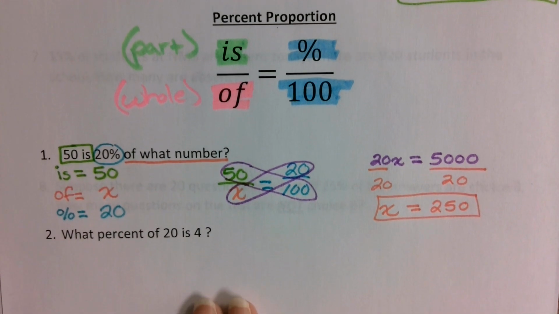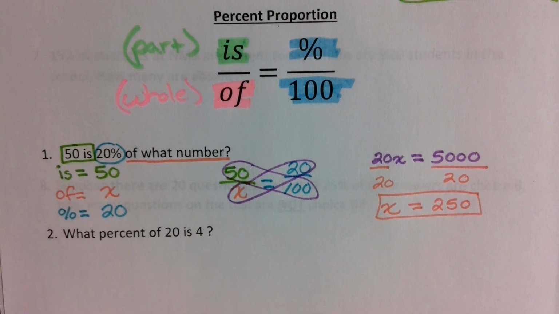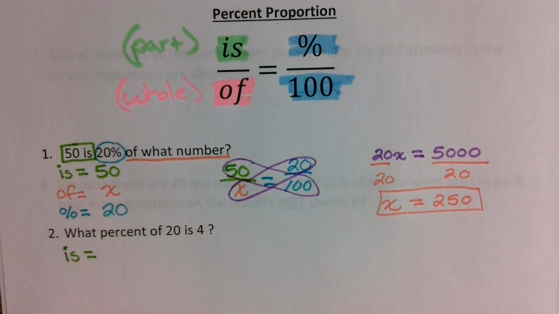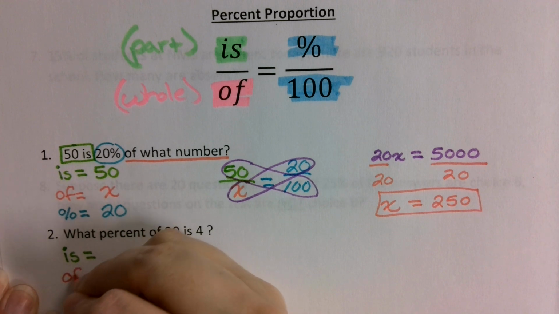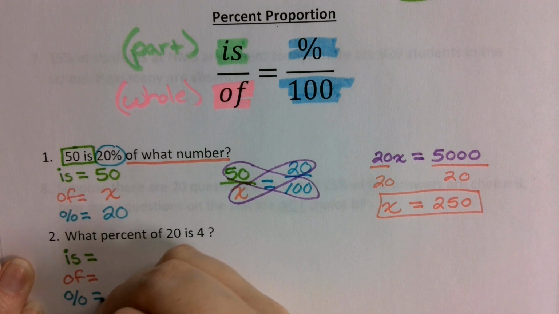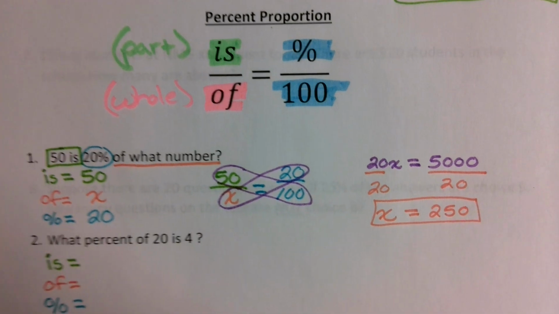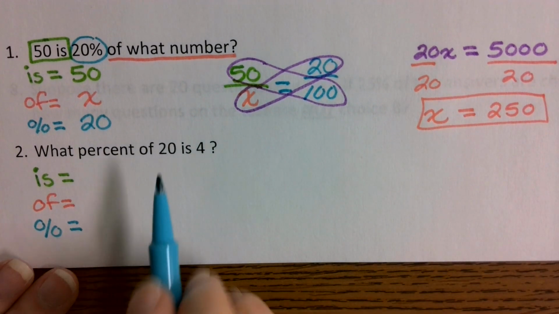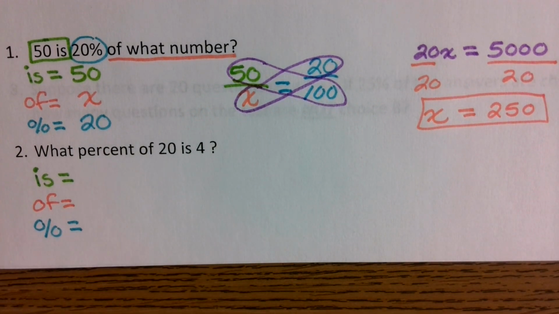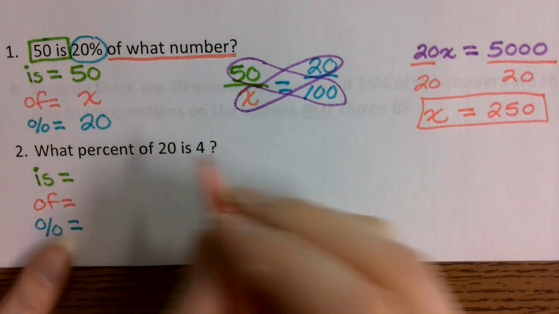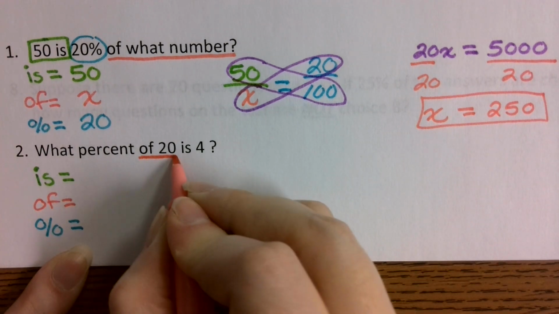Number 2, what percent of 20 is 4? What percent of 20 is 4? So we want to identify our is, our of, and our percent. We're going to identify the is, the of, and the percent. So let's take it one number at a time. The first number I see here is a 20. Is that an is, an of, or a percent? Of, right? It says of 20. Of 20. That's an of value.